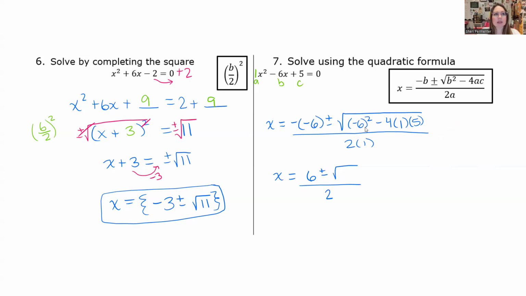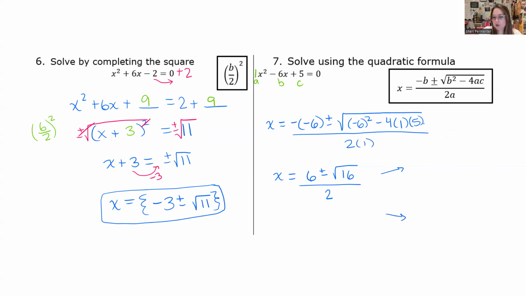Did anybody type all of this into the calculator? Yeah? If anybody typed it in, what did you get? 16. Okay, 16. What is the square root of 16?